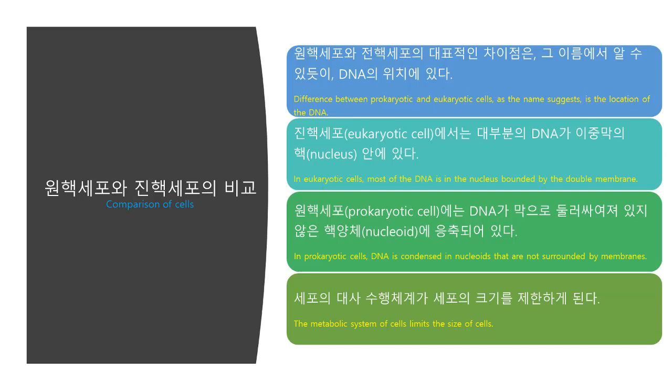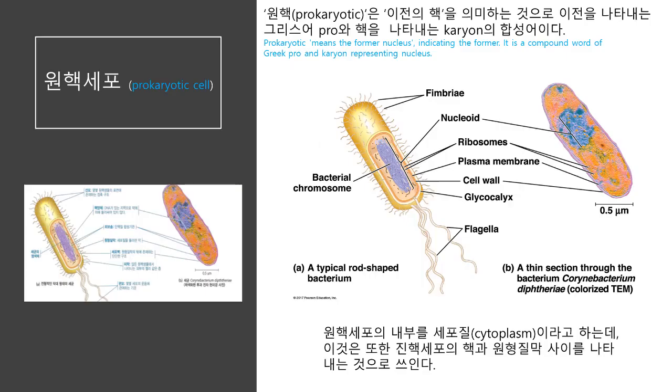Eukaryotic cells are generally much larger than prokaryotic cells. Size is a general aspect of cell structure that relates to function. The logistics of carrying out cellular metabolism sets limits on cell size. So here we have a nice figure of a typical rod-shaped bacterium.